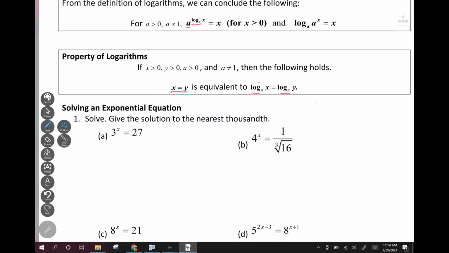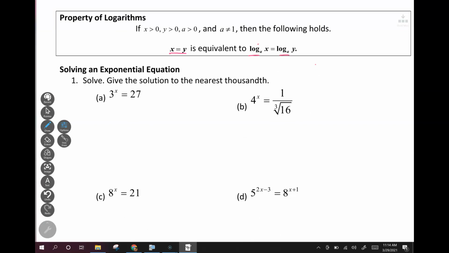All right, so let's get into solving. First, we're going to start with solving exponential equations. There are multiple ways to solve these, and so I will be showing you more than one option. So for this first one, 3 to the power of x equals 27.